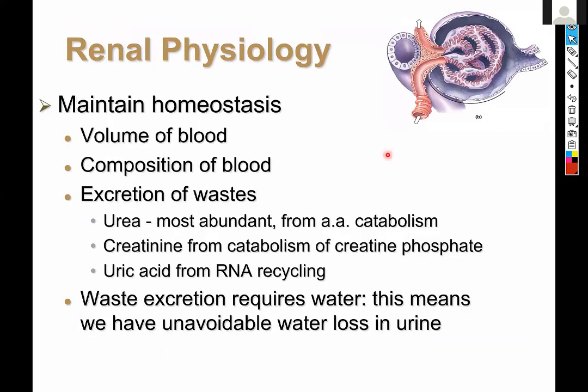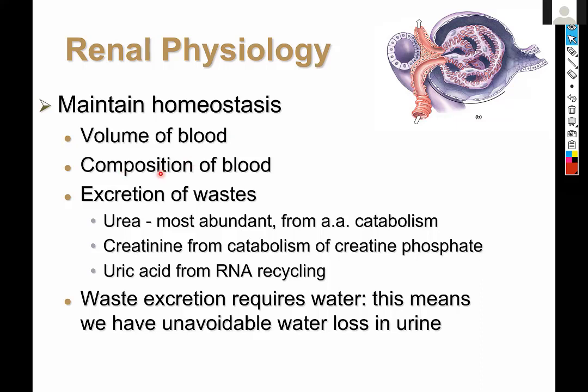Okay, so we're getting into renal physiology now. And as you might imagine, there's considerable consequence for renal physiology. So one of the things that it does is maintain homeostasis of blood volume and blood composition. So I mentioned blood volume, so you can control how much or how little you're peeing out, and that's going to have a direct impact on the volume of blood.